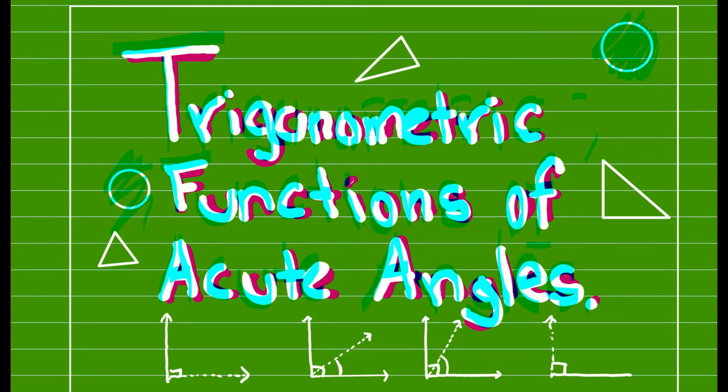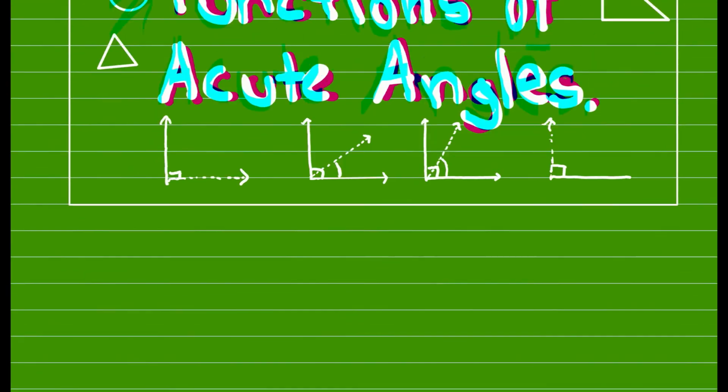Alrighty, let's get ready. So this is 4.2, trigonometric functions of acute angles. Remember, acute angles is not just an angle that looks really cute, all right? It's an angle that is less than 90 degrees and more than 0 degrees. Yay! All right, let's get started.